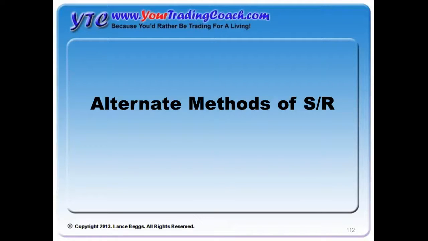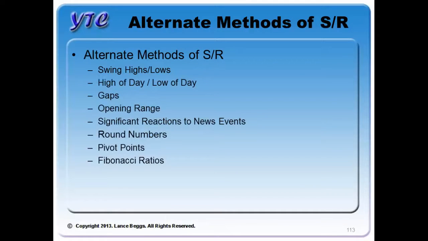Before we wrap up this topic, there is one more thing I'd like to cover, and that's having a quick look at some alternate methods of identifying potential support and resistance. So far, the only method we've discussed, and the primary method used by most chartists, is to identify our SR levels based upon significant areas of swing highs and lows. But there are other methods which can be used in addition to or instead of the swing highs and lows.